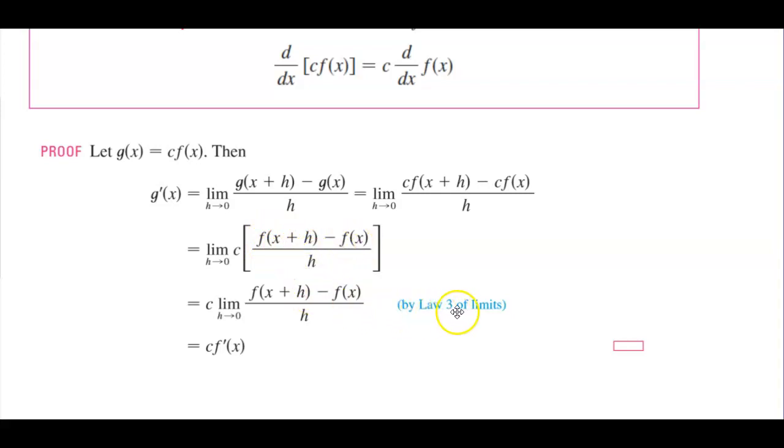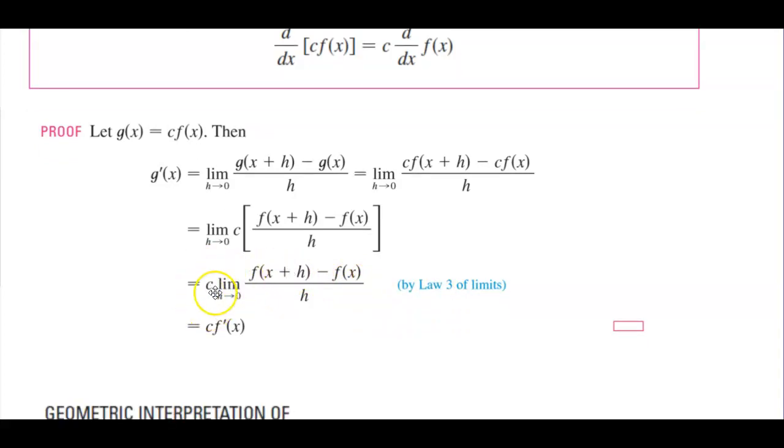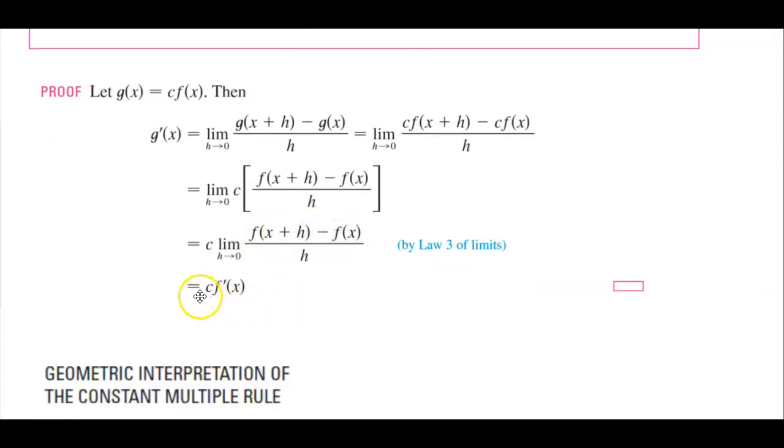And then by law 3 of limits, we can factor out the c outside the limit. So it's going to be c times the limit as h approaches 0 of f of x plus h minus f of x divided by h. And therefore, that's going to equal c, the constant, times f prime of x.